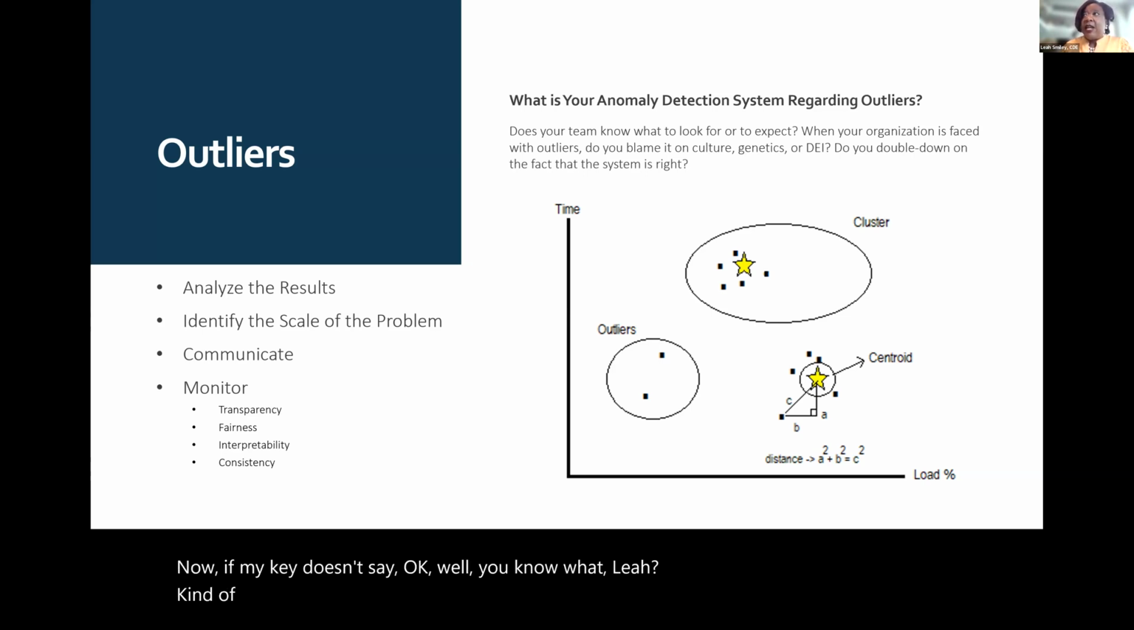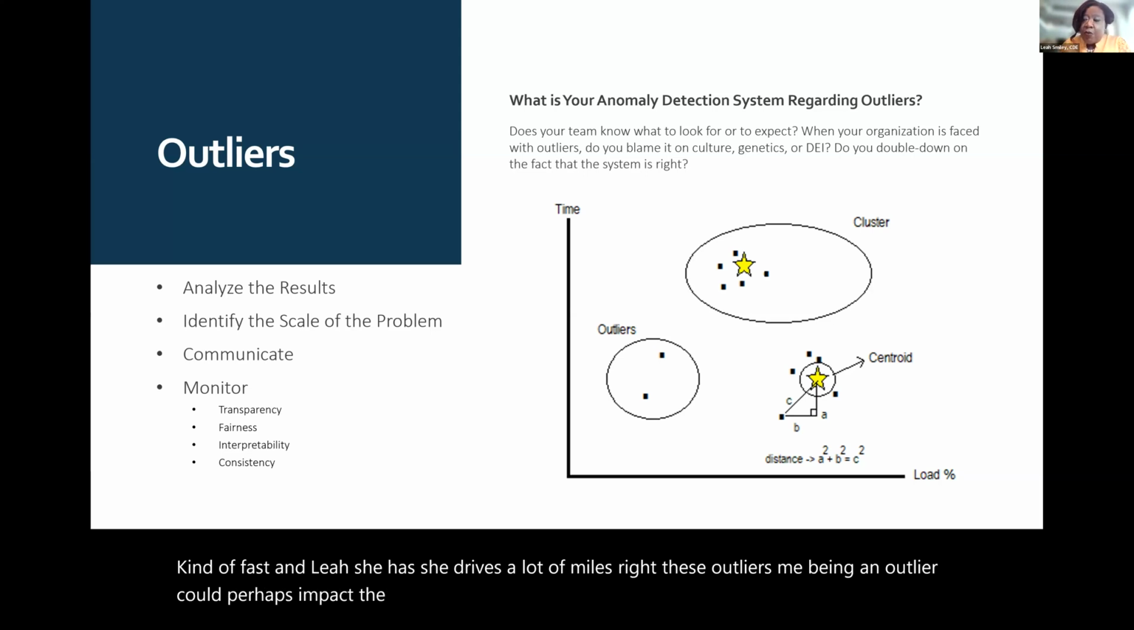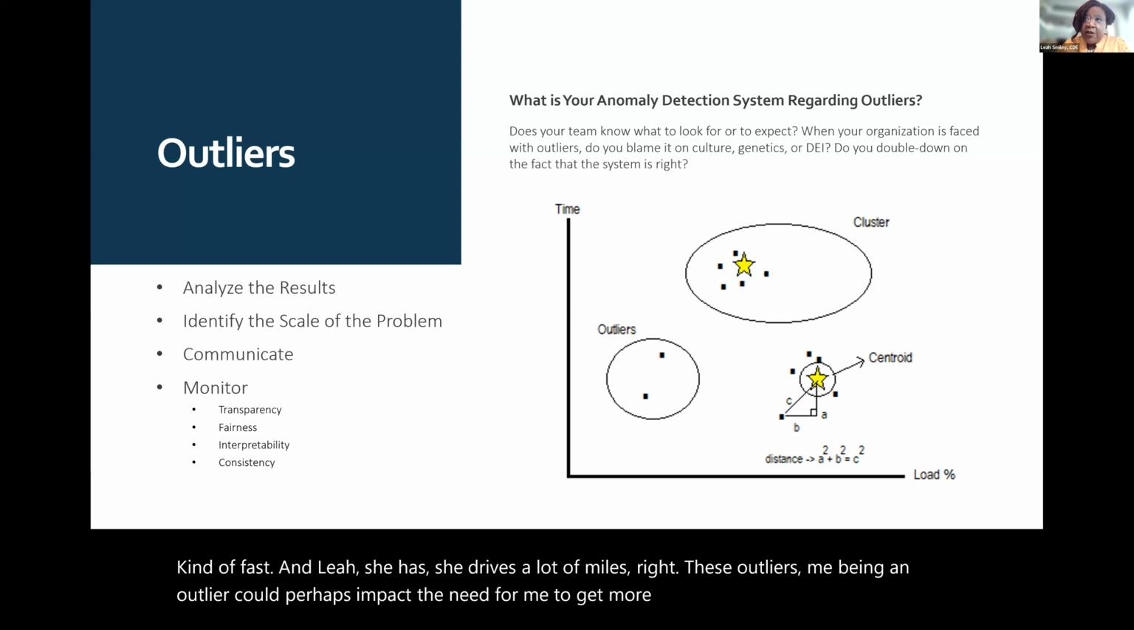And Leah, she drives a lot of miles, right? These outliers, me being an outlier, could perhaps impact the need for me to get more frequent oil changes versus the time that was identified by the system.